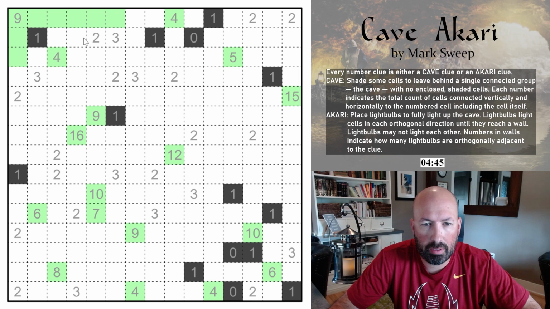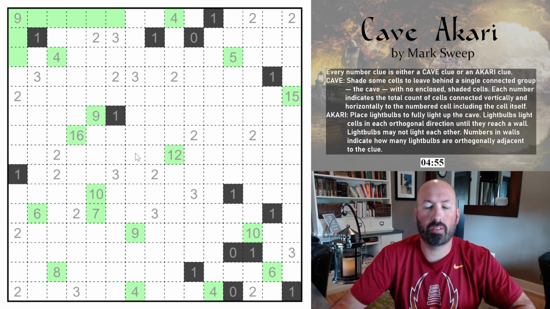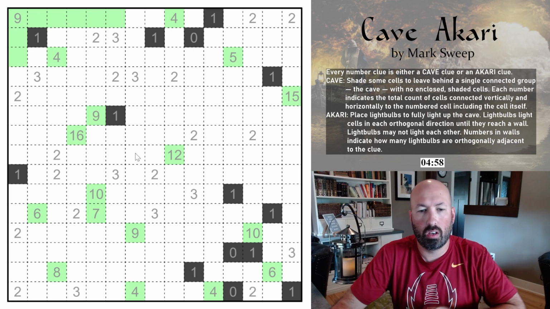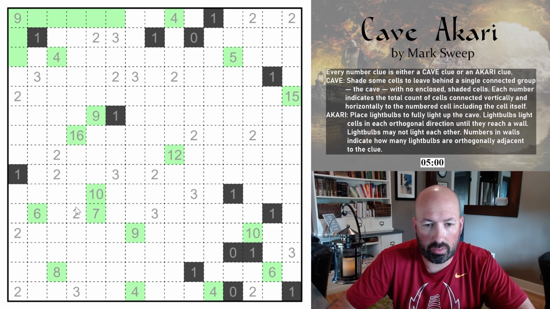The 16 maybe? So 1, 2, 3, 4, 5, 6, 7, 8, 9, 10. It's a 15 by 15 grid, I think. 9, 12. Yeah, 15 by 15 grid. Okay, so, but we can't connect to the 2, like we said.